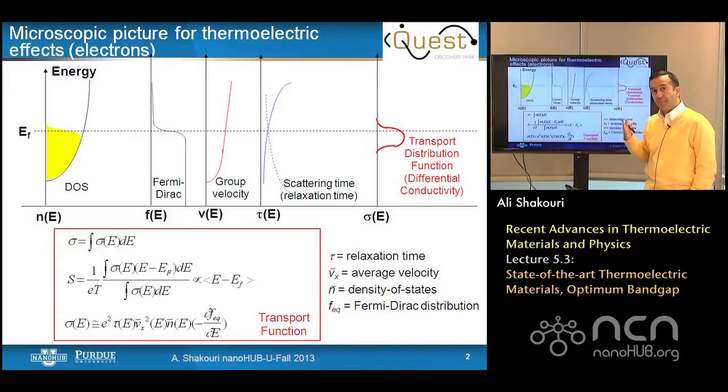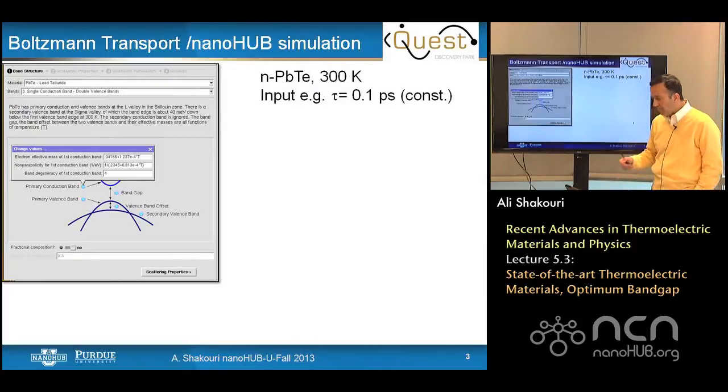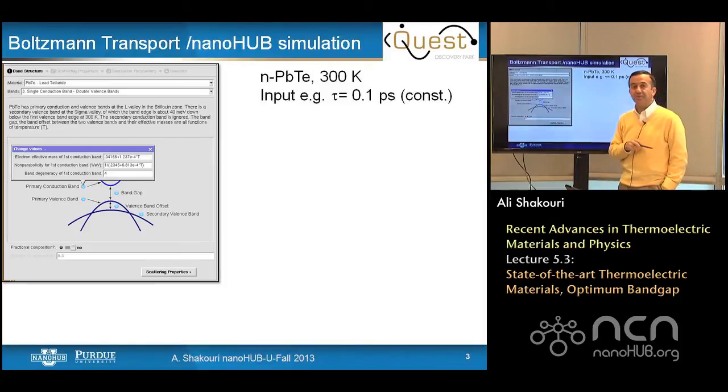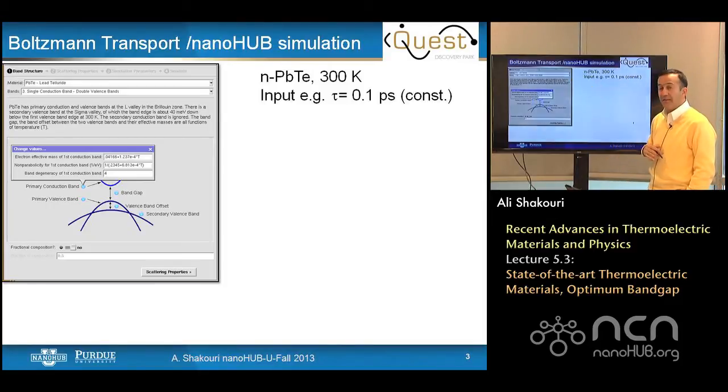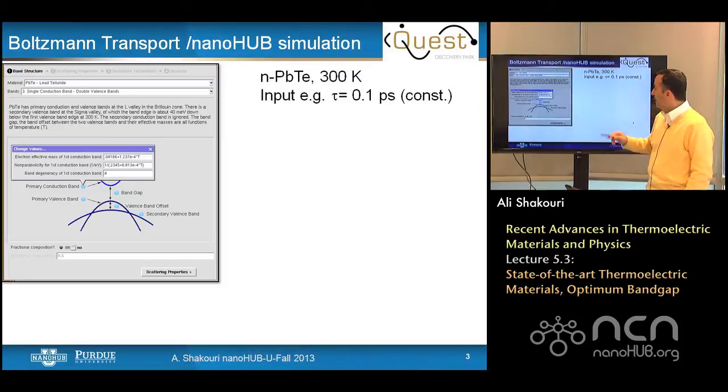So the question is, based on this microscopic picture, how do we determine what is a good thermoelectric material? One way to do it is to put in parameters for different materials that you can deal with. As part of the homework, you will work with a transport simulator in nanoHUB that takes into account realistic materials like lead telluride. You can input the different bands and parameters, or you can assume even a simple constant relaxation time. This is a good way to get intuition.